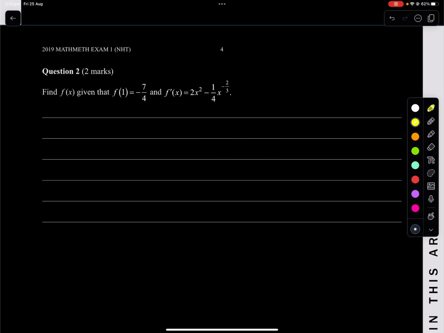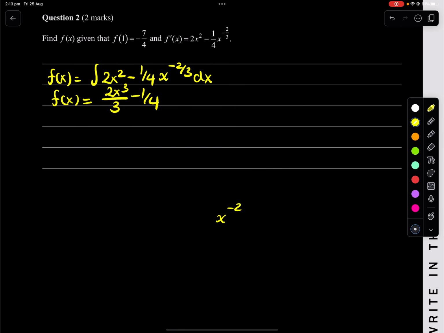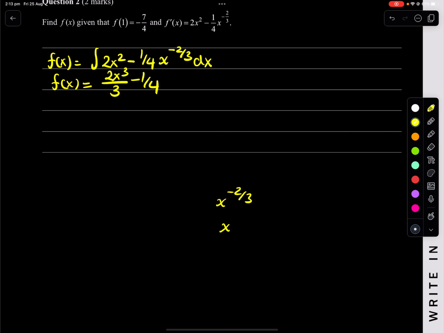Find f of x given that f of 1 is this, and f'(x). Okay, so what we're going to do is for f of x, we're going to integrate 2x squared minus 1 over 4 x to the negative 2 on 3 with respect to x. Doing that, we know that f of x, well, the first one is 2x^3 divided by 3, minus 1 over 4. Okay, so x to the negative 2 on 3. If we add 1, it will be 1 on 3, and we divide by 1 over 3, it will be 3. And multiplying that by negative 1 over 4, you get 3x^(1/3) all over 4.